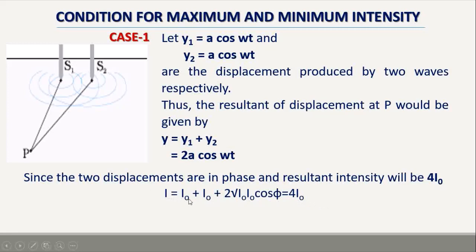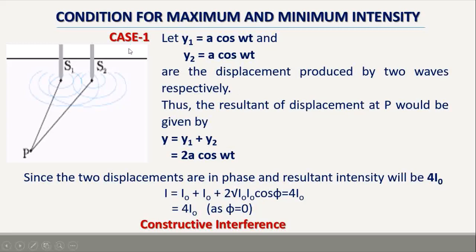So I equals I1 plus I2 plus 2 root I1 I2 into cos phi. In place of I1 you have to substitute I naught. We assume that the intensity of both lights is equal to I naught. In such a case, the total intensity of the resultant wave is equal to 4 I naught, that is 4 times the individual intensity. This is the condition for maximum intensity. Constructive interference is taking place, and you are having a maximum intensity equal to 4 I naught. So this is case 1.